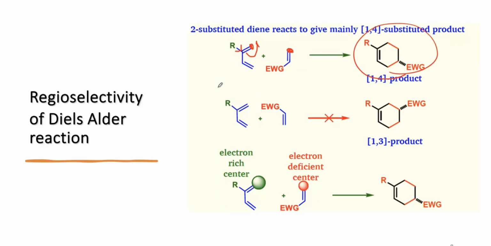And if we consider this case where this electron rich carbon is not connecting with the electron deficient carbon, it will result in formation of 1,3 product, but the formation of 1,3 product will not take place and we will get exclusively this 1,4 substituted product. So this is the electron rich center and this is the electron deficient center that should connect and we will get 1,4 product as the major product.